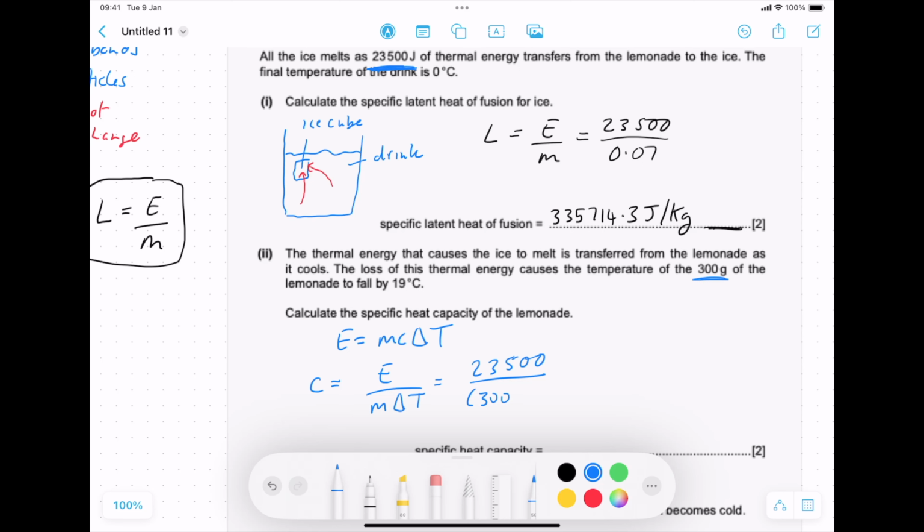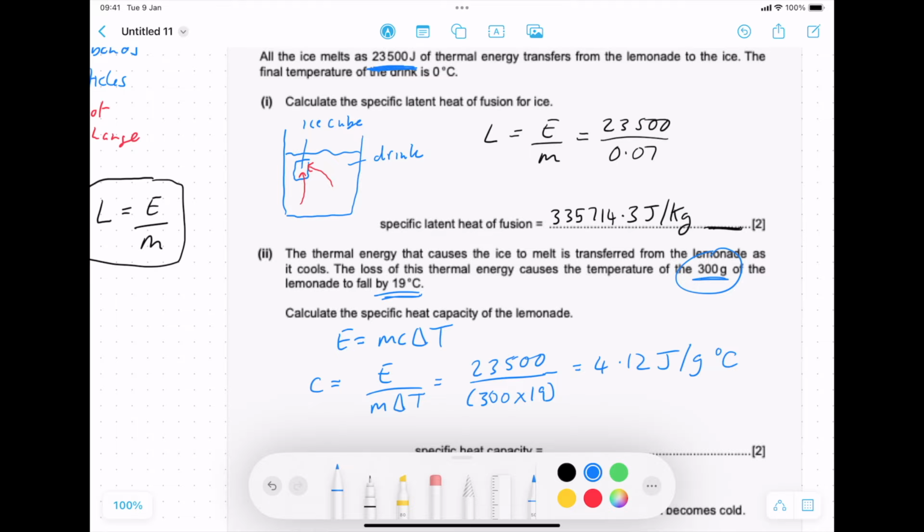Don't forget brackets, 300 times the change in temperature. So it decreases by 19 degrees C. So that is delta T. Gives us 4.12. What are the units this time? Well, I've just put that mass in terms of grams. So therefore I have to express my heat capacity in terms of grams. So this would be joules per gram degree C.